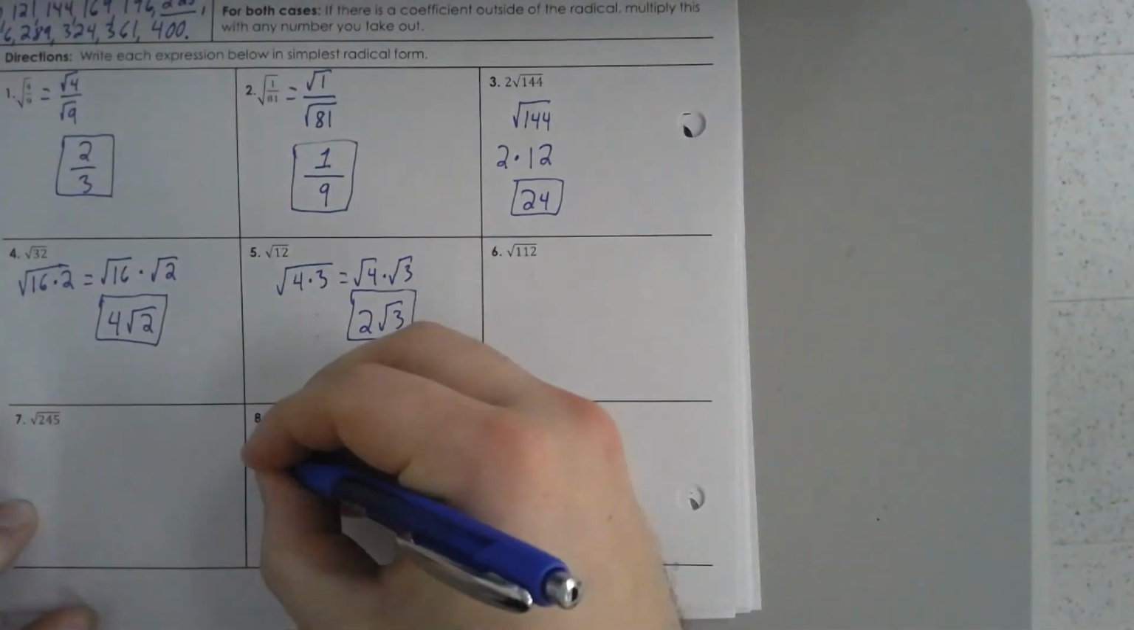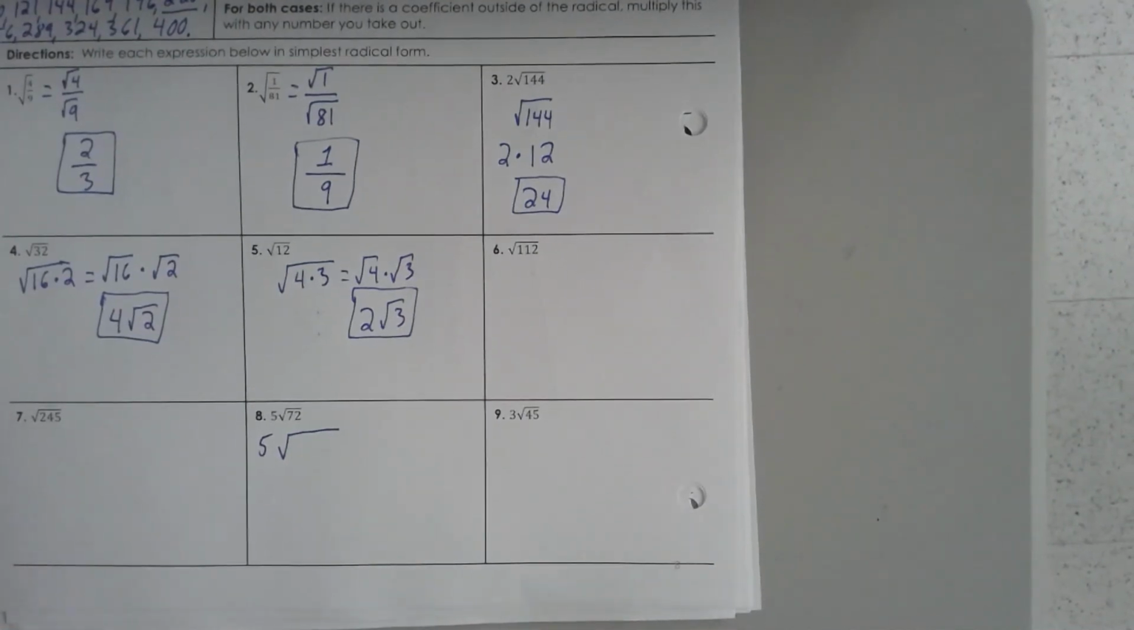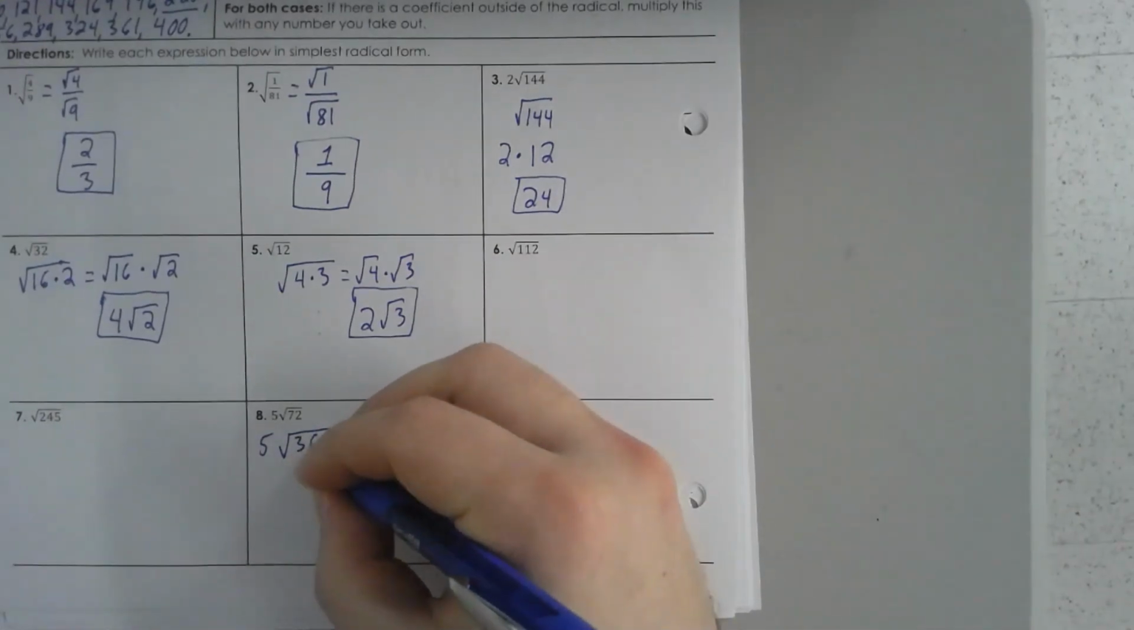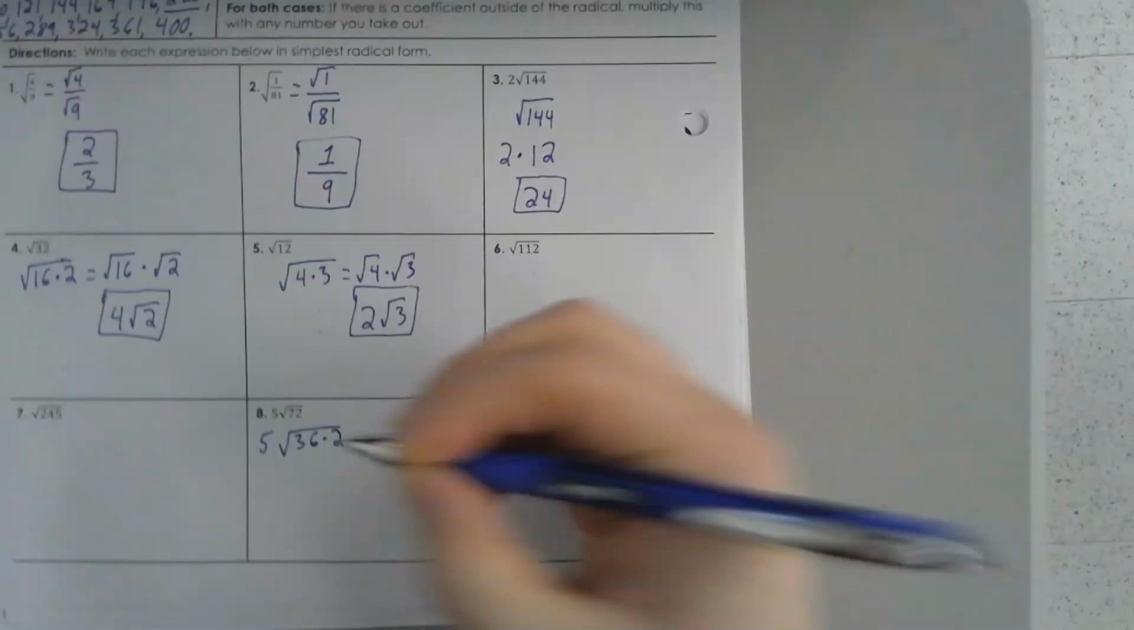72. What are some factors of 72 that are perfect squares? 9 is. 36. 36 is. That's going to be our biggest one, right? Because if you take 72 divided by 2, that's 36. So anything bigger than 36 is not going to be a factor. So we're going to roll with 36.